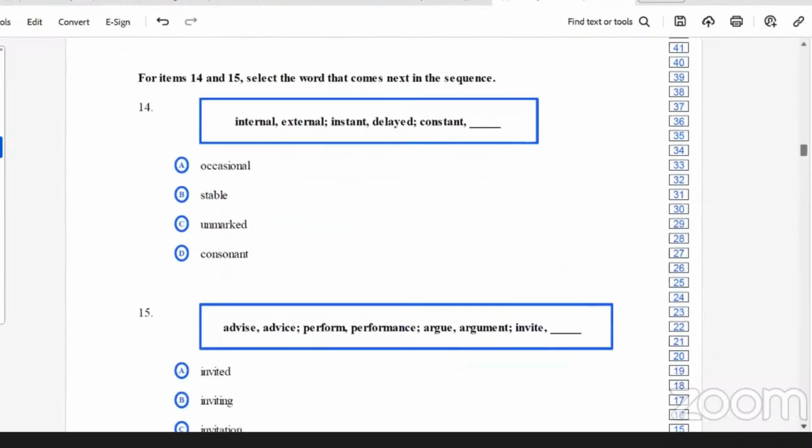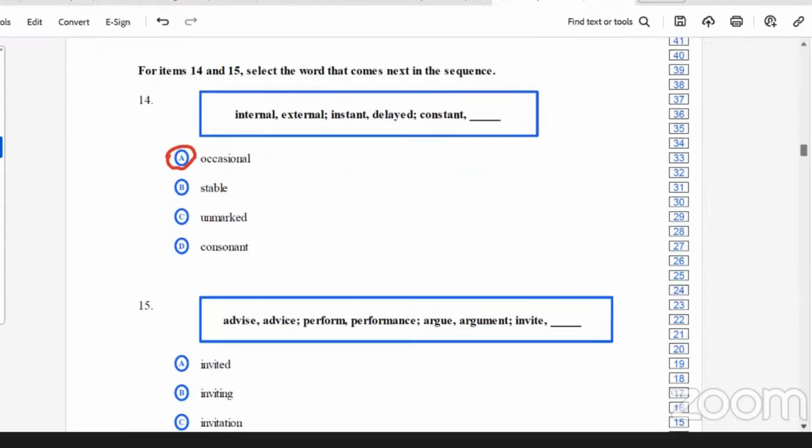It needs sand. All right, so for questions 14 and 15, you're going to select the word that comes next in the sequence. All right, so we have internal, external, instant, delayed, constant, what comes next in the sequence? Based on the pairs of words, it seems as if we're dealing with opposites. So which word there would be the opposite of the word constant? Is it occasional, stable, unmarked, or consonant? The most likely answer would be occasional. So for 14, the answer is A.